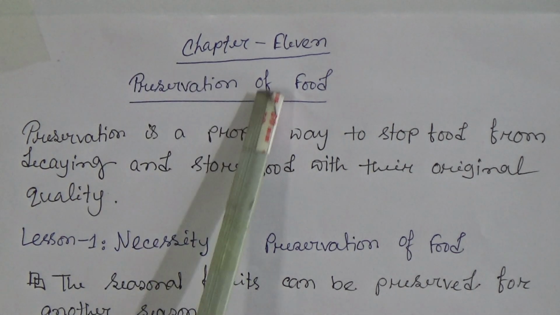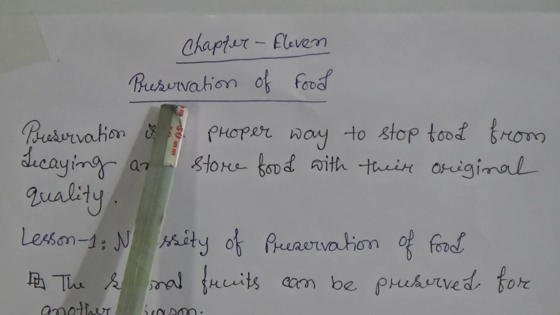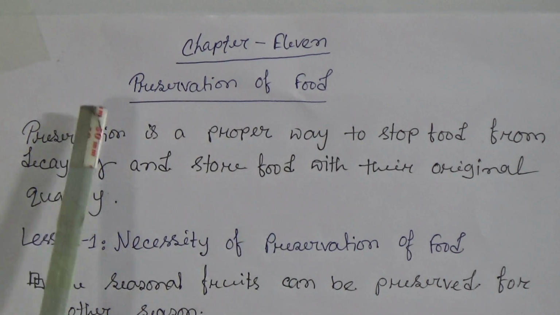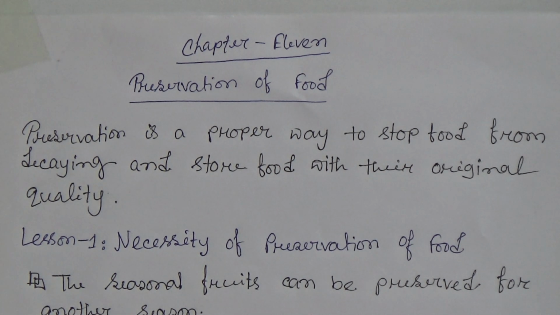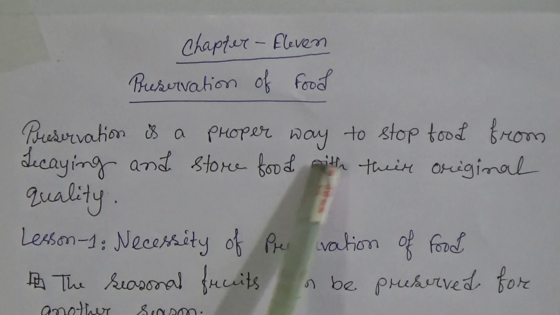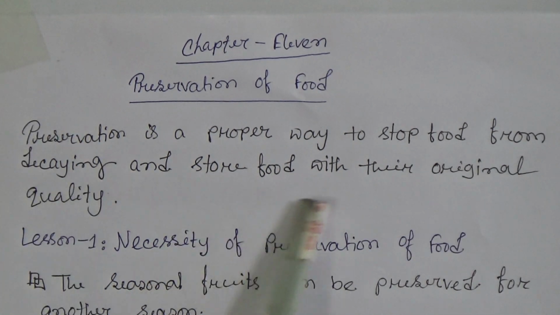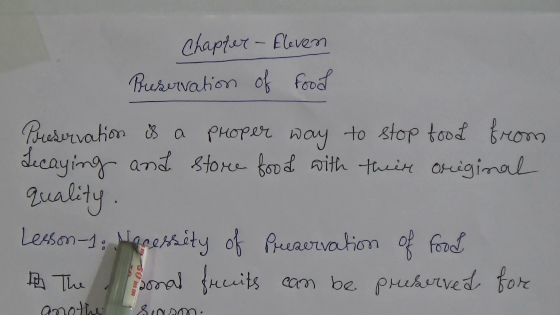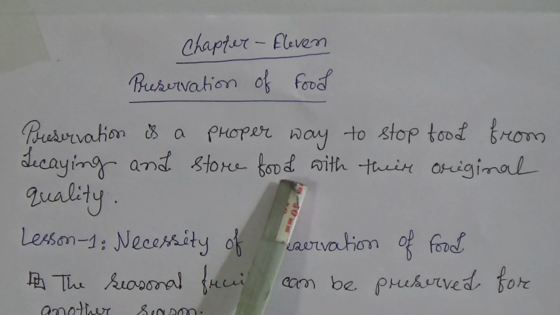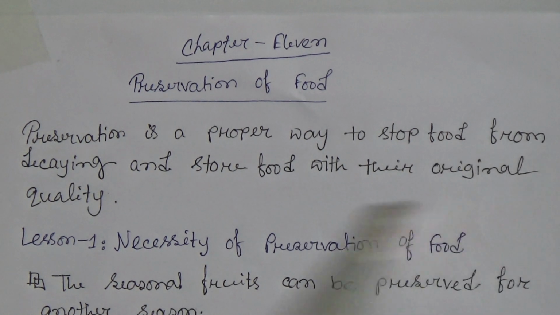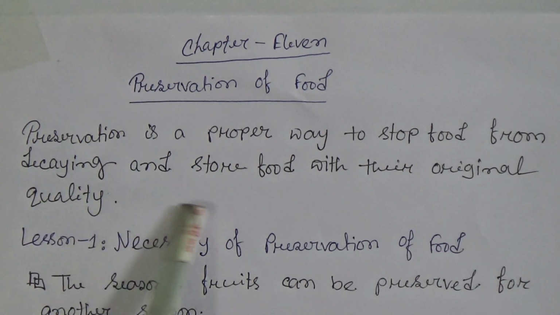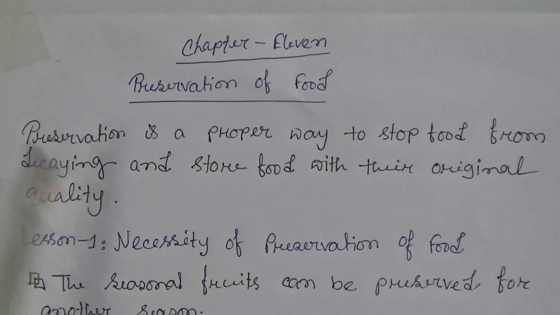At first, the chapter's title, this is chapter 11, Preservation of Food. This is the chapter's name. So at first we have to know what is preservation of food. Preservation is a proper way to stop food from decaying and store food with their original quality. So this is called preservation of food.